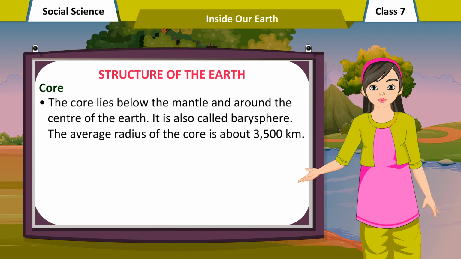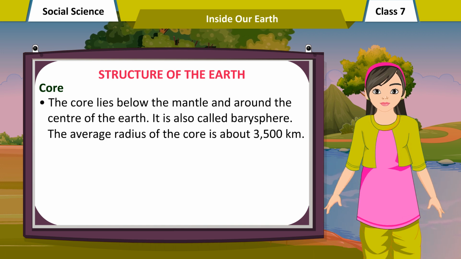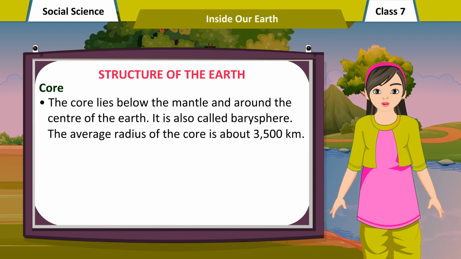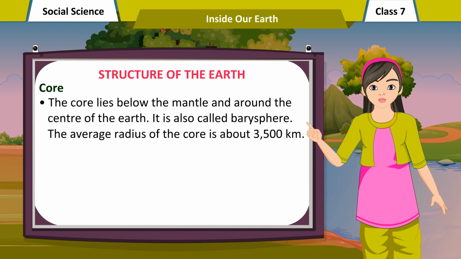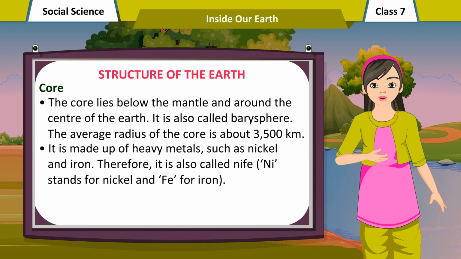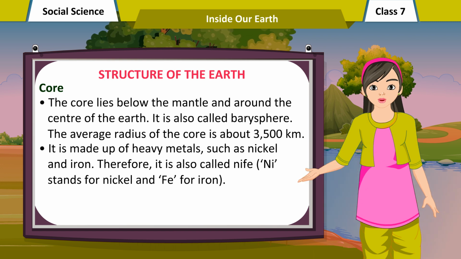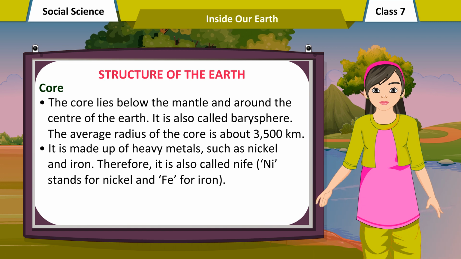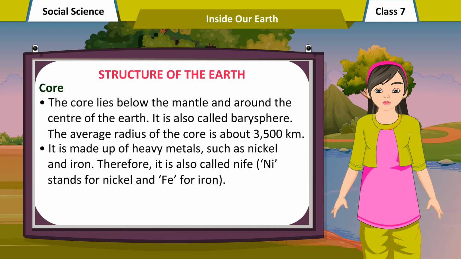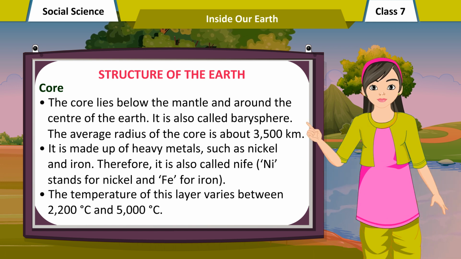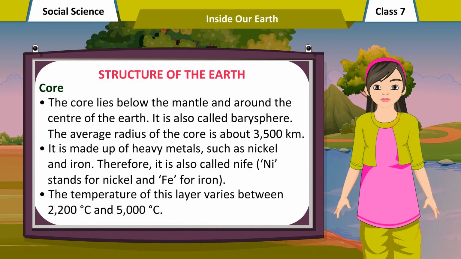Core. The core lies below the mantle and around the center of the Earth. It is also called barysphere. The average radius of the core is about 3,500 kilometers. It is made up of heavy metals, such as nickel and iron. Therefore, it is also called nife. Ni stands for nickel and Fe for iron. The temperature of this layer varies between 2,200 degrees Celsius and 5,000 degrees Celsius.